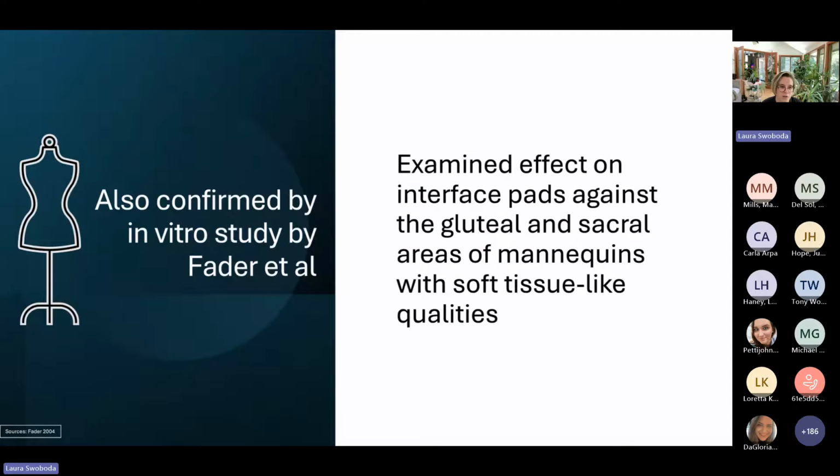And this was another study that confirmed this. This was an in vitro study by Fader et al. And they looked at the effect of interface pads against the gluteal and sacral areas of mannequins. But those mannequins had soft tissue-like qualities to them. And so they looked at this in the lab, and they took those mannequins and had various pads underneath them and looked at the pressure from that soft tissue-like quality with the various pads underneath it.